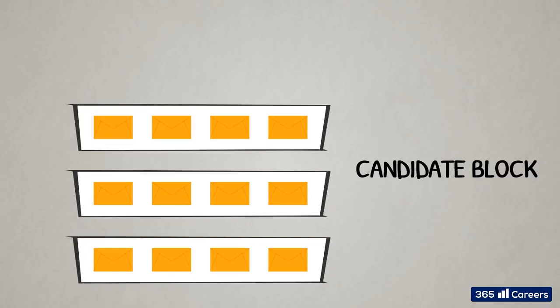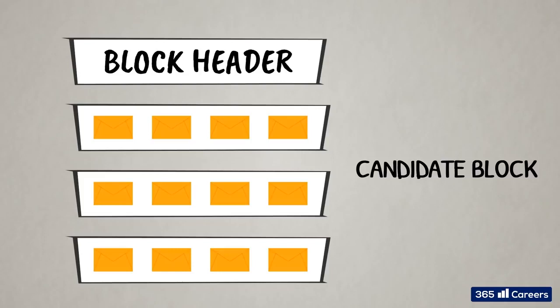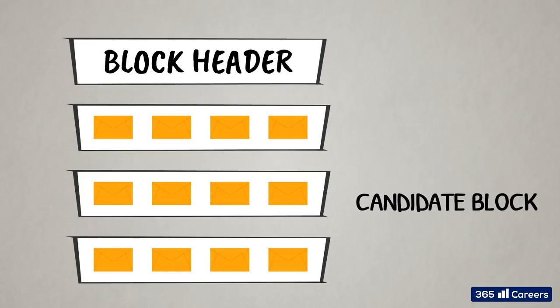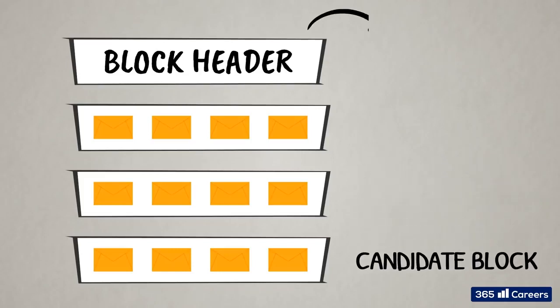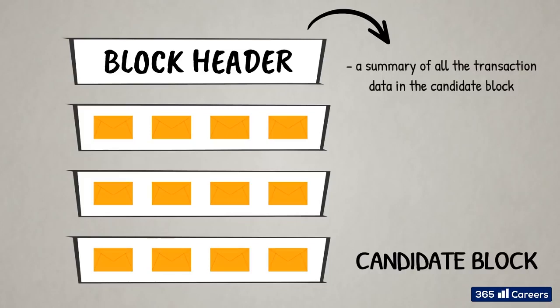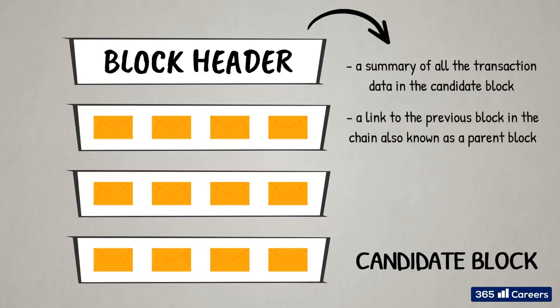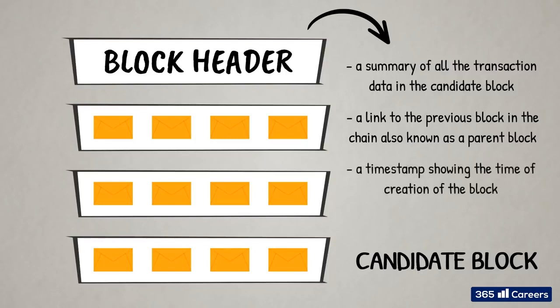After collecting and arranging verified transactions in a candidate block, the miner needs to construct the block header, which includes a few important components: a summary of all the transaction data in the candidate block, a link to the previous block in the chain, also known as a parent block, a timestamp showing the time of creation of the block, and a valid proof of work.